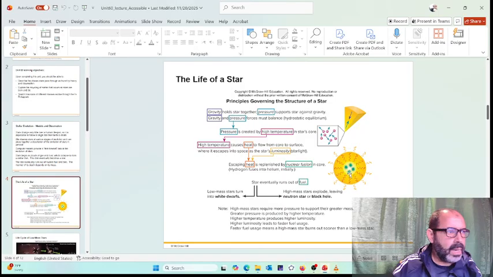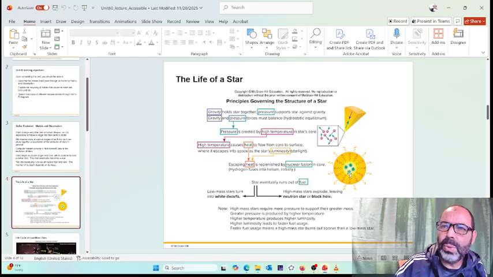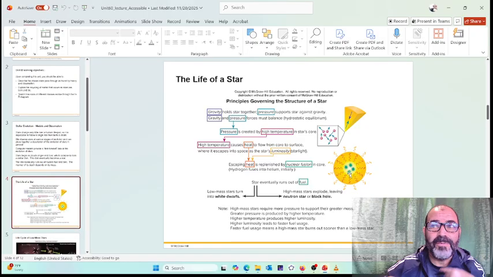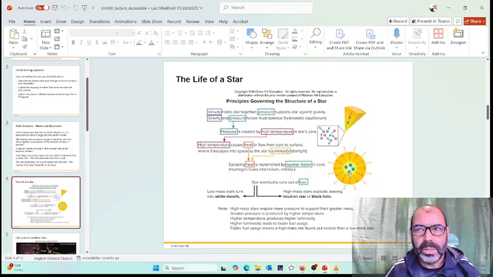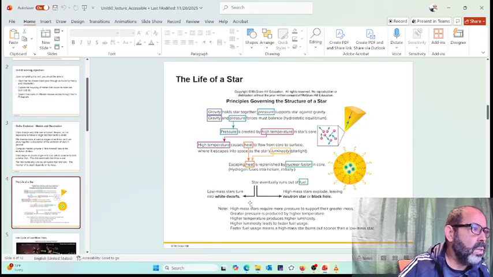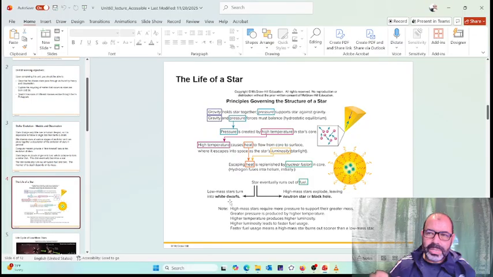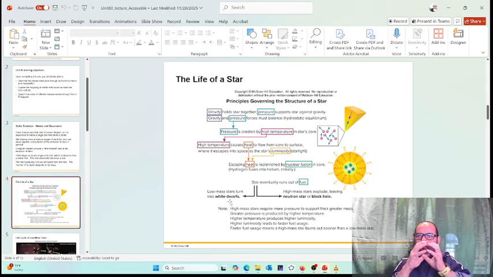Which means that a high, massive star will go through its material much faster than a low mass star. Now, a low mass star will end up as a white dwarf because it doesn't have enough gravity to overcome the forces that keep different materials together. And in this case, it's the electron degeneracy.